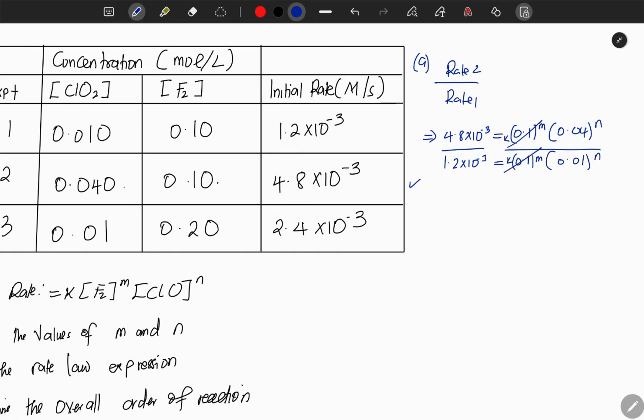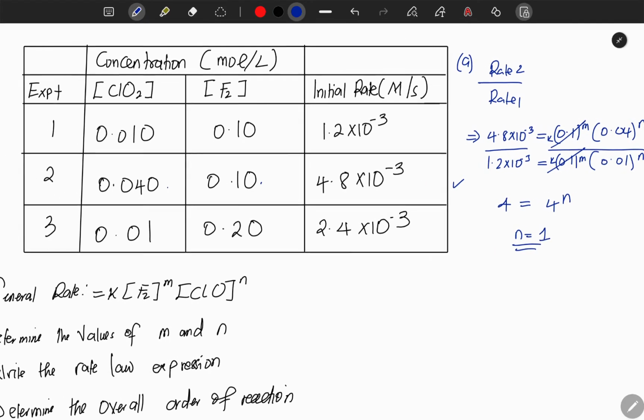So now we have 4.8 times 10 to the power negative 3 divided by 1.2 times 10 to the power negative 3. I'm getting 4 here. Even here it will be 4 to the power N. So the value of N is just 1. We need to find M.